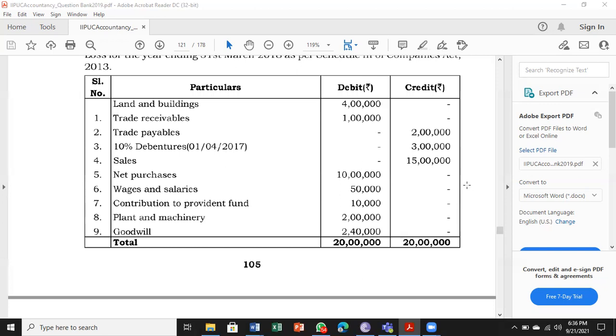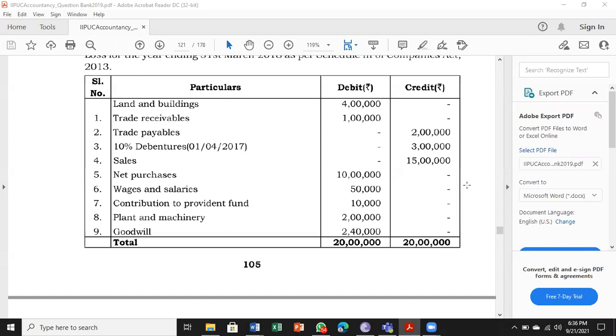Sales, 15 lakhs, that will come. Net purchases, underline net. Net means in the earlier problems you have done, cash purchase, add credit purchase, less purchase returns. The answer is net purchases. So same here, they have given the full amount as net purchases 10 lakhs. That will come in income statement.